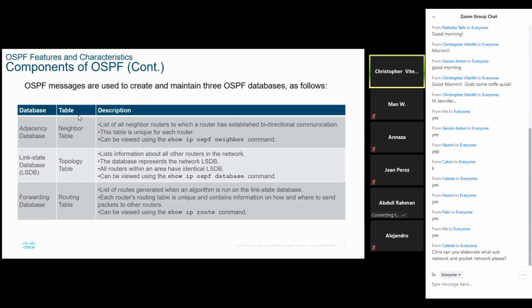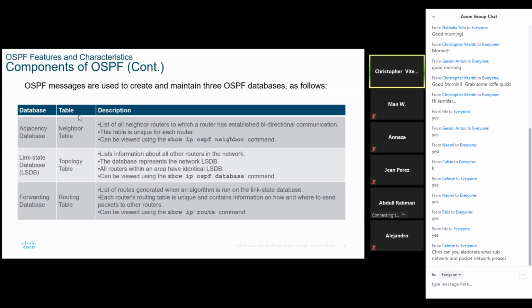Then you have O N1s, O N2s. Those are not-so-stubby areas. We don't cover NSSA in this class, so you don't have to worry about those. However, there is one rule: the ones are cumulative cost, the twos are static cost, okay? Now, by default, ASBRs, Autonomous System Boundary Routers, generate type 2 metrics for anything brought into OSPF.